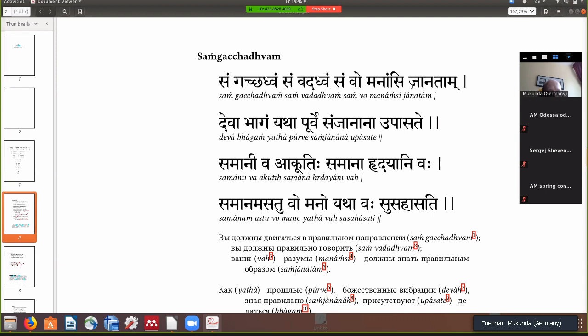In Sanskrit, you will have a lot of metric text, verses, and they're usually marked with one bar at the half of one verse and a double bar at the end of a verse.